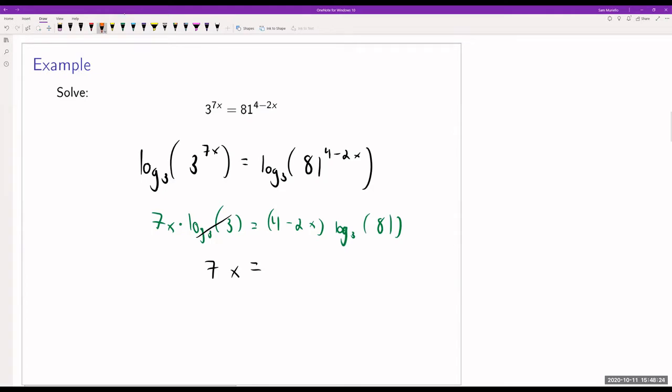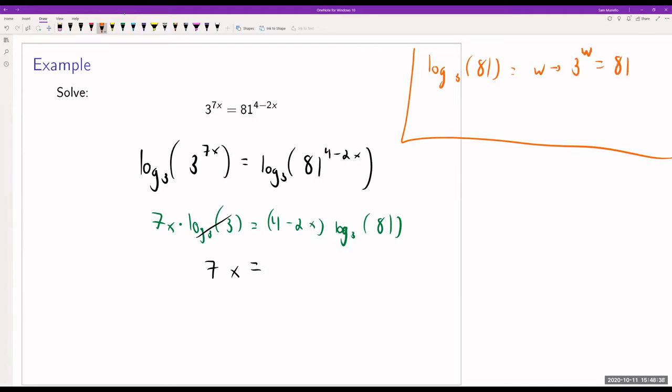For log base 3 of 81, you may be able to see it straight away, but if not, log base 3 of 81, let's call w, which means that we are looking for 3 to the power of w is 81. 3 times 3 is 9, and I know 9 squared is 81. So that's 2 3's multiplied by 2 3's, or 3 to the 4th is 81. Thus, log base 3 of 81 is equal to 4.